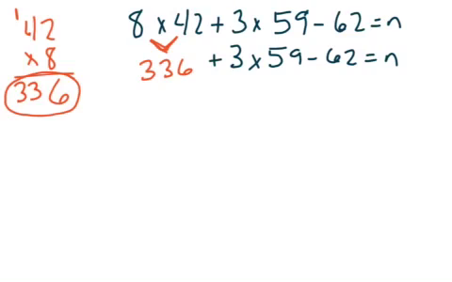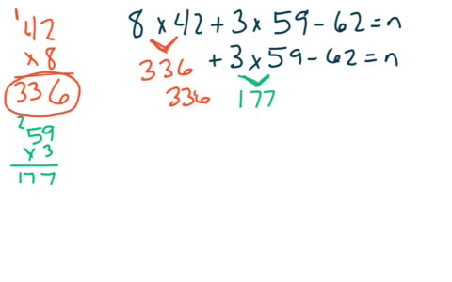Now my next step is to solve my other multiplication problem. So I'm going to do this problem right here. Again, I have my little caret. I'm going to come over to the side, 59 times 3. 9 times 3 is 27. I put my 7, carry my 2. 3 times 5 is 15, plus 2 more is 17. And I have 177. And now I have to rewrite my problem again. So I'm going to bring down my 336 plus 177 minus 62 is equal to n. I haven't used my minus 62. I didn't use my 336, so I had to bring it down.